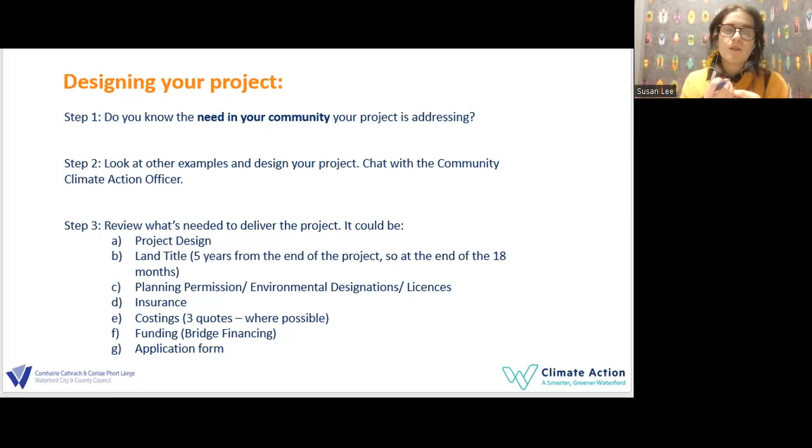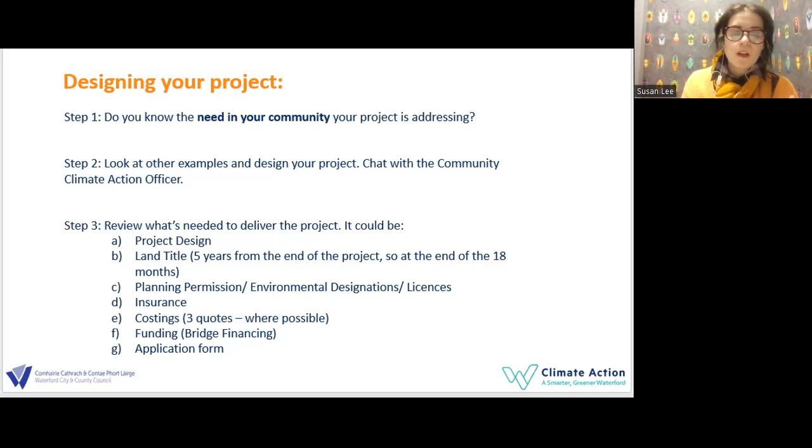And then when you know about the need, and maybe have a project idea in mind, look for other examples. It could be the case study document that is available on our website. It could be you just start checking on the internet, Googling words and things. Or you might know a community who've done something similar and you want to talk with them about their project. And I would also say, please get in touch with myself to discuss your project. A key part of my role is helping those who are funded, but also helping everyone apply.